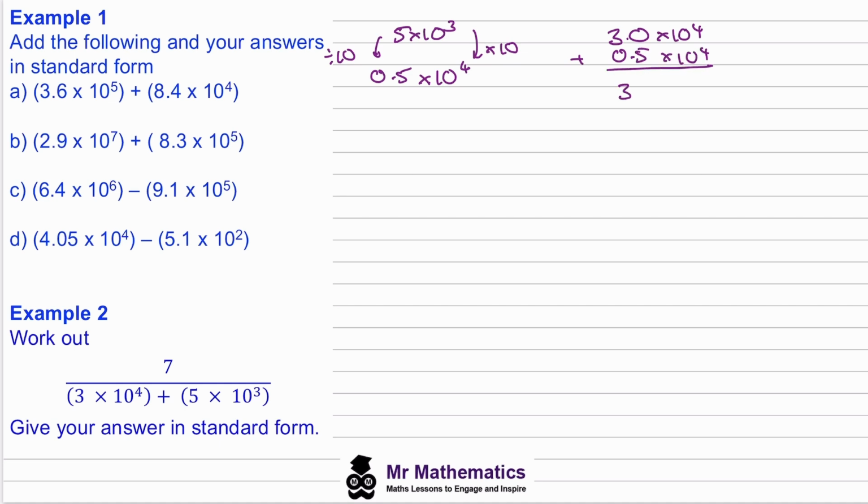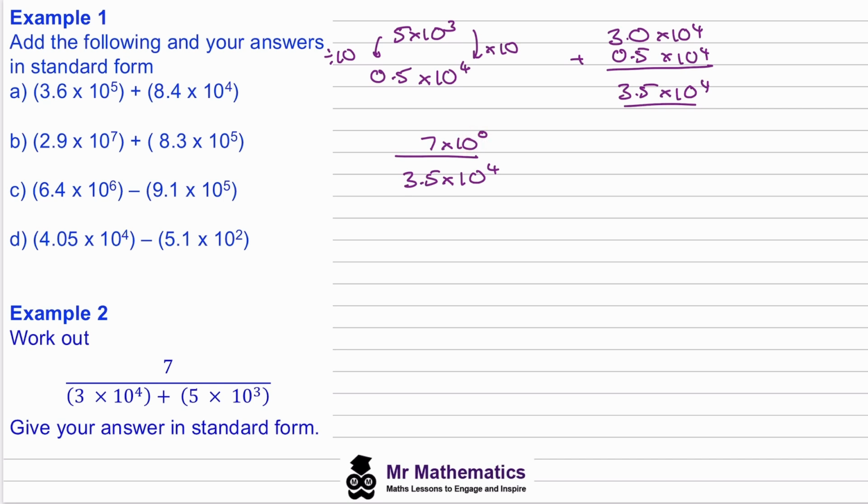And this becomes 3.5 times 10 to the 4. And this is our denominator. So the calculation is 7 divided by 3.5 times 10 to the 4. But because we're looking at standard form, it's easier to write this 7 as 7 times 10 to the 0, because we know anything to the 0 is just 1.